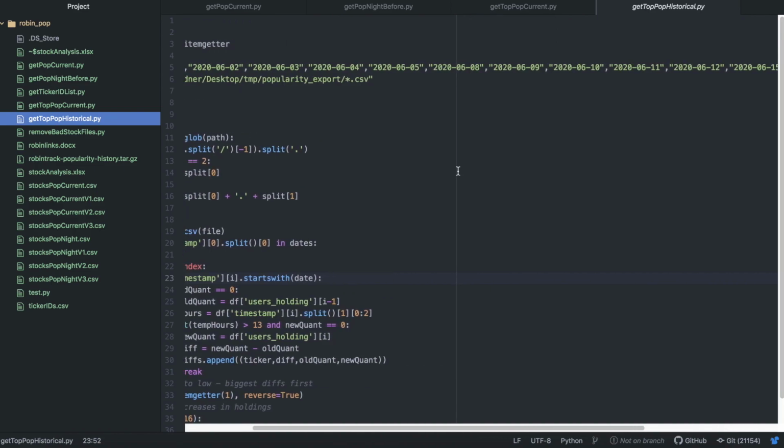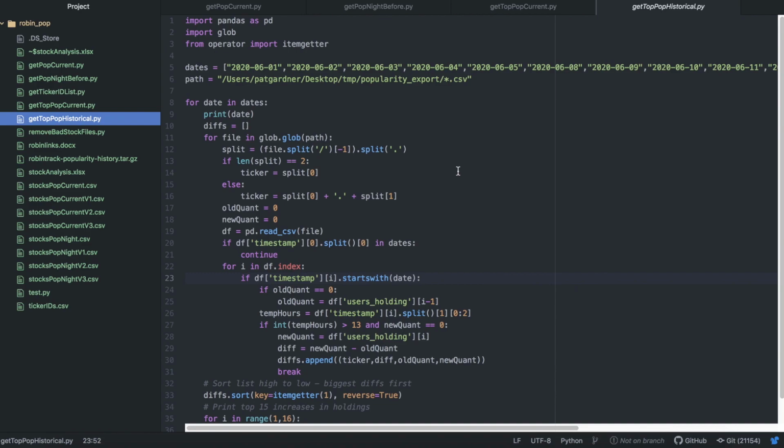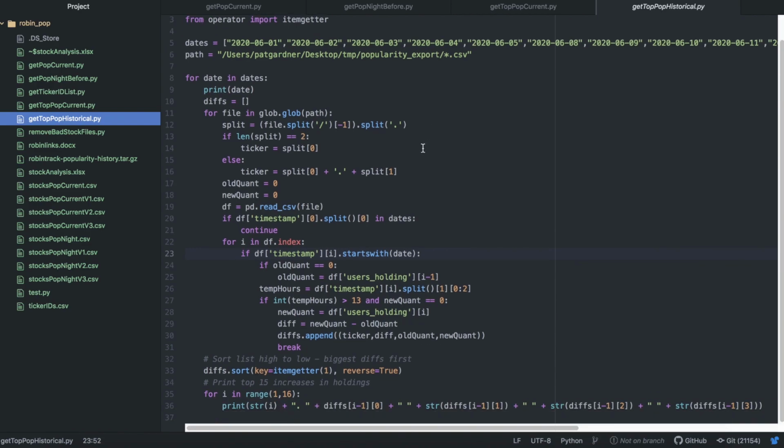Basically, this is what I used to run through all the dates that I was looking at for about the last month or so. I was gathering the top 15 stocks in terms of the increase in users holding from the night before to an hour or more into trading, whatever the Excel spreadsheet CSV provided to me.